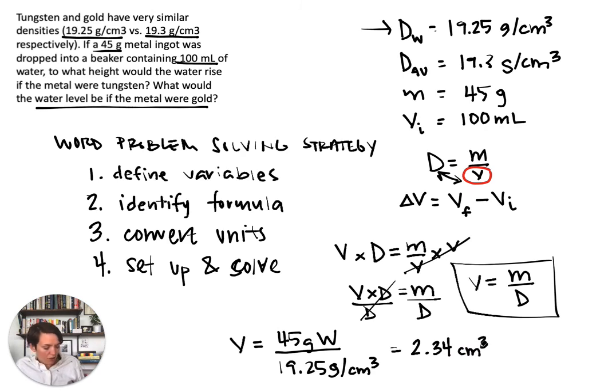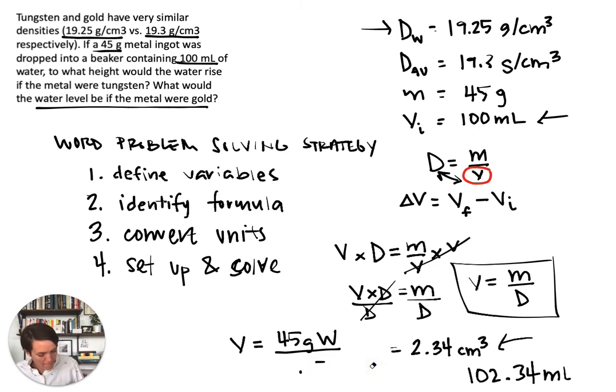So this is the volume of that tungsten ingot, right? An ingot's just a chunk of metal. So if my water level started at 100 milliliters, it is now going to be at 102.34 milliliters. Right? Started at 100. This is the volume of my ingot. Now it's at 102.34. If it were gold, I just need to change this to 19.3 grams per centimeter cubed.